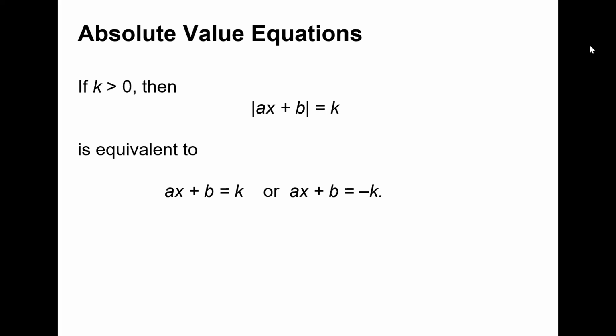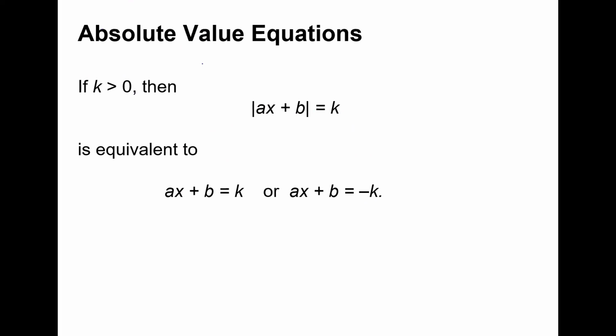All right, so absolute value equations. If k is greater than 0, then the absolute value of ax plus b equals k is equivalent to ax plus b equals k, or ax plus b equals negative k. So this is kind of the key thing we were just looking at. And again, k has to be greater than 0.